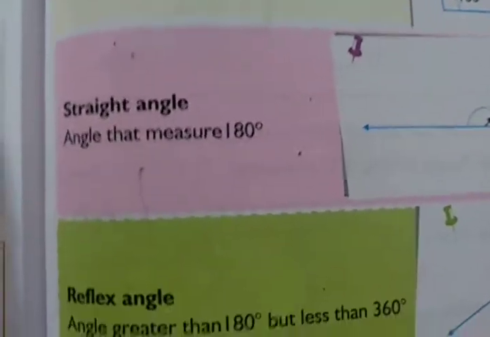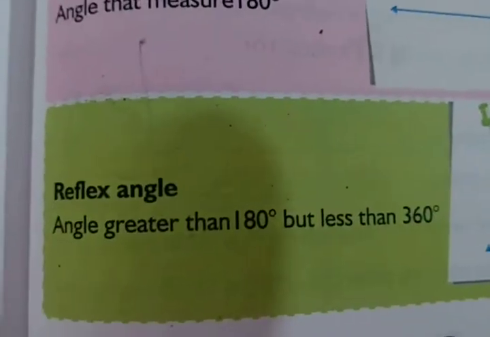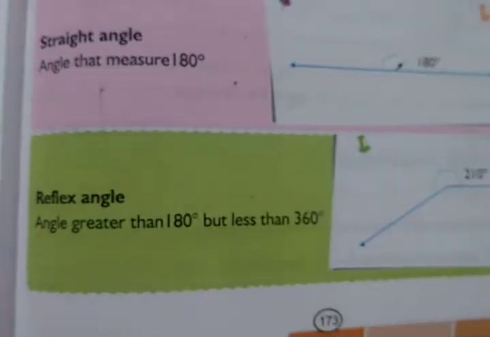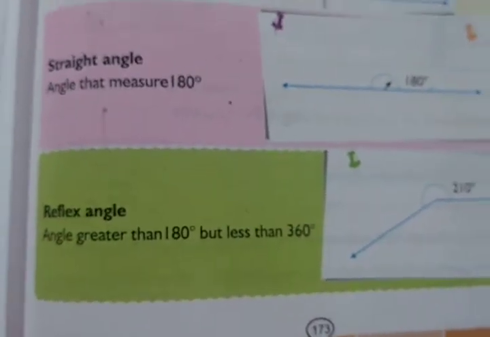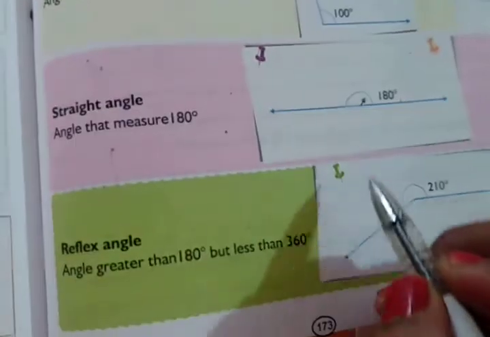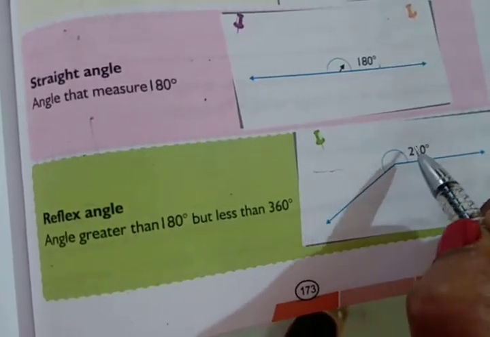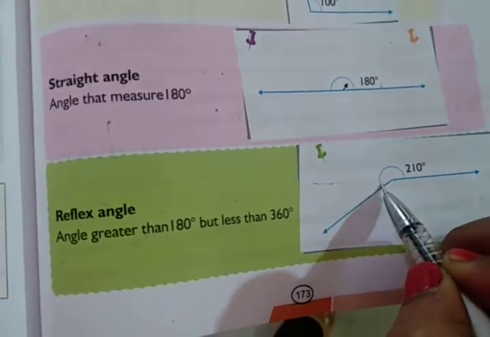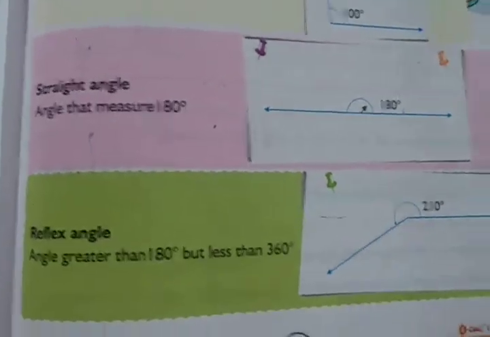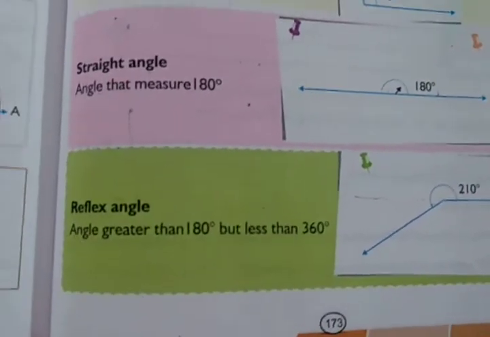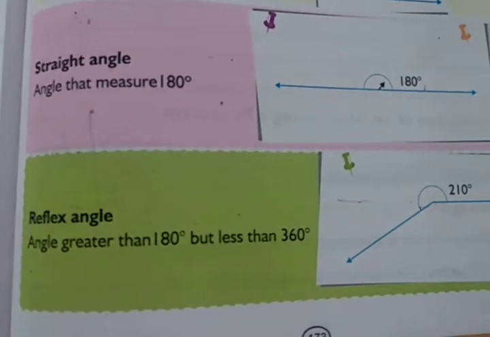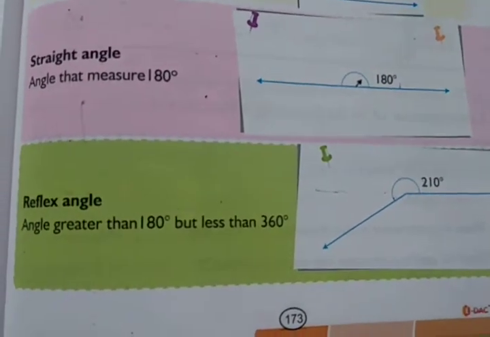Then comes reflex angle, an angle greater than 180 degree but less than 360 degree. If this was 180 degree and this is 210, it is more than 180 degree but less than 360 degree. So this type of angle is called a reflex angle.